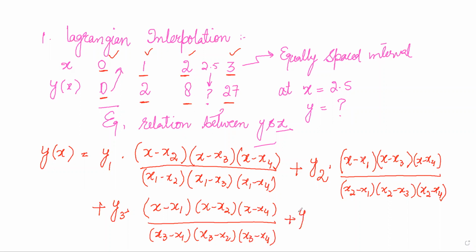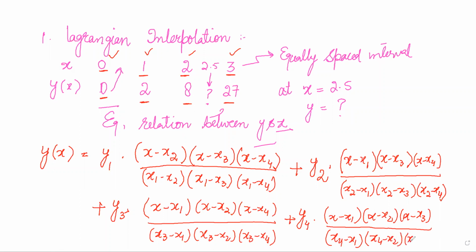Plus the last term, y4 multiplied by x minus x1 multiplied by x minus x2 multiplied by x minus x3, whole divided by x4 minus x1, x4 minus x2 multiplied by x4 minus x3. So we have only four values, y1, y2, y3, y4. This is the Lagrangian formula, and we will be deriving it in a while.